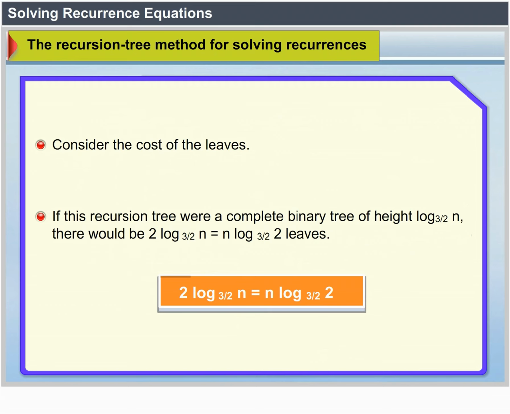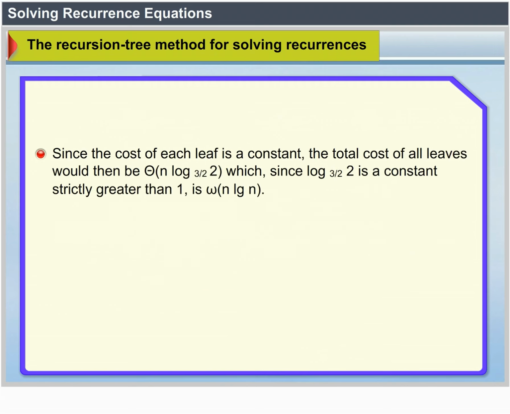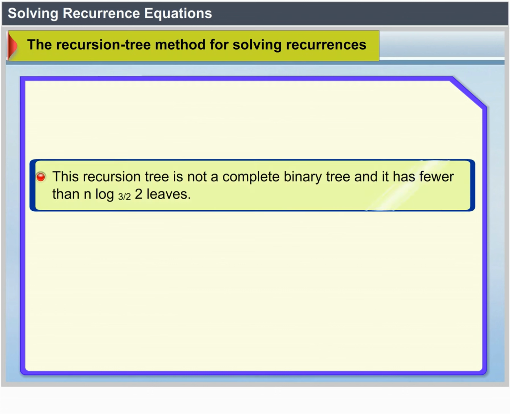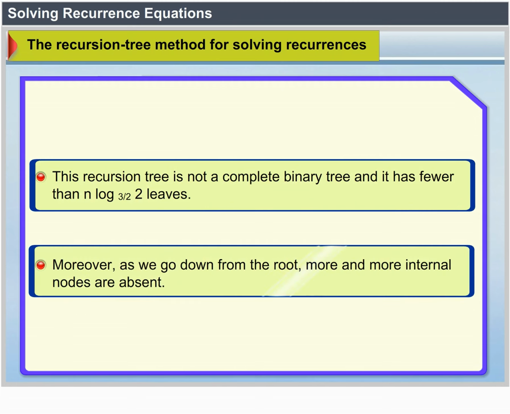Since the cost of each leaf is a constant, the total cost of all leaves would then be big theta of n^(log 2 base 3/2), which, since log 2 base 3/2 is a constant strictly greater than 1, is little omega of n log n. This recursion tree is not a complete binary tree, and it has fewer than n^(log 2 base 3/2) leaves. Moreover, as we go down from the root, more and more internal nodes are absent.